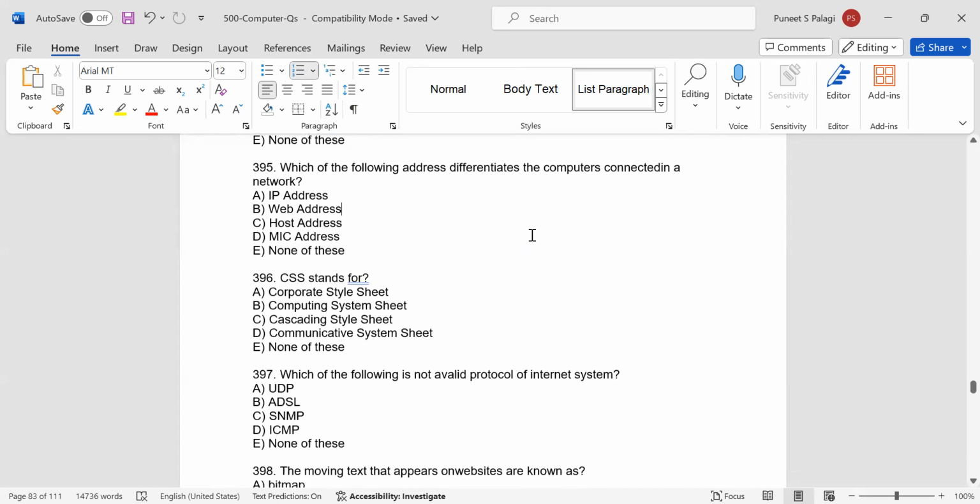Which of the following addresses differentiates the computers connected in a network? It is IP address.